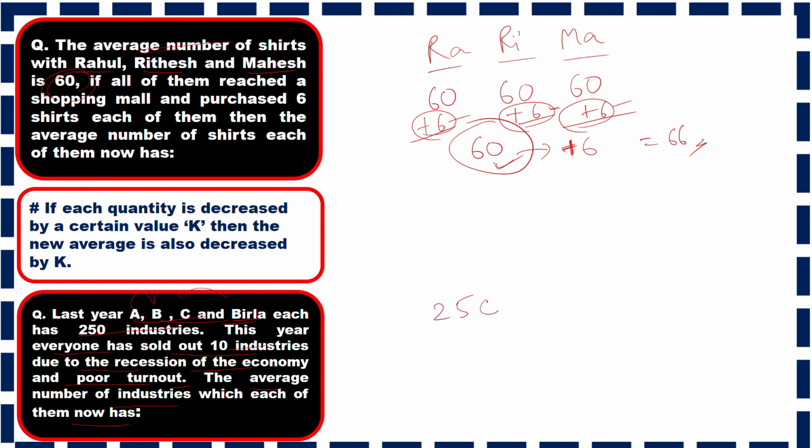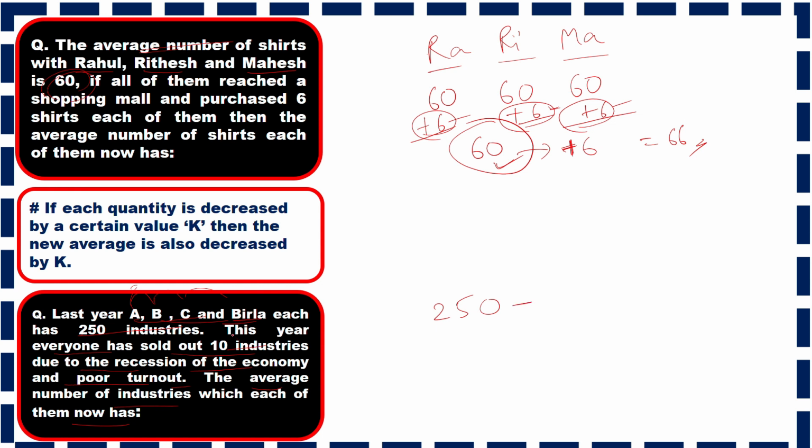So if 4 industrialists have 250 each, then what's the average? Each one is having 250 industries, right? So the average will also be 250. So 250 is the average.